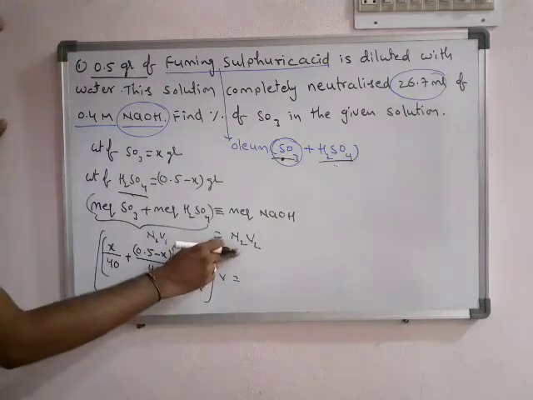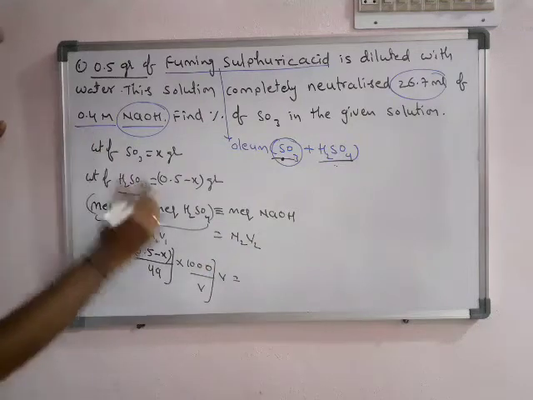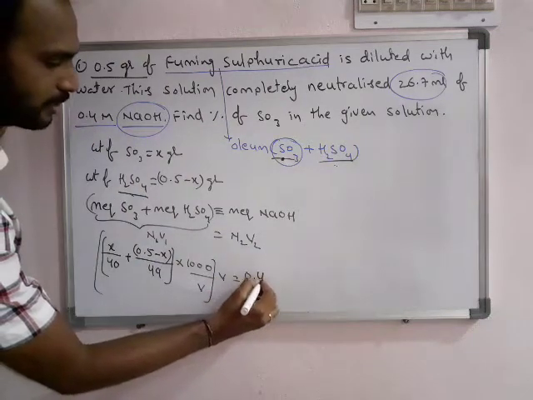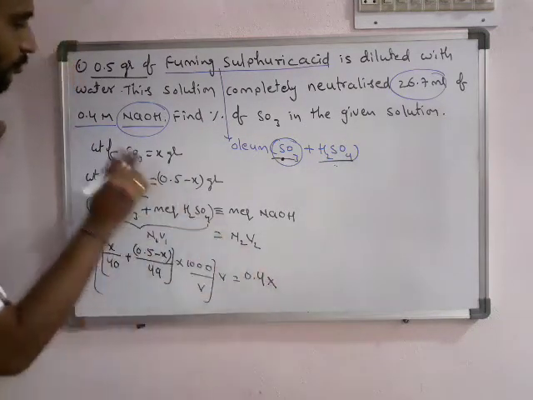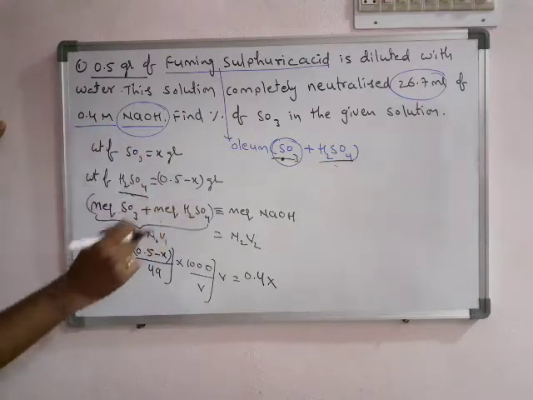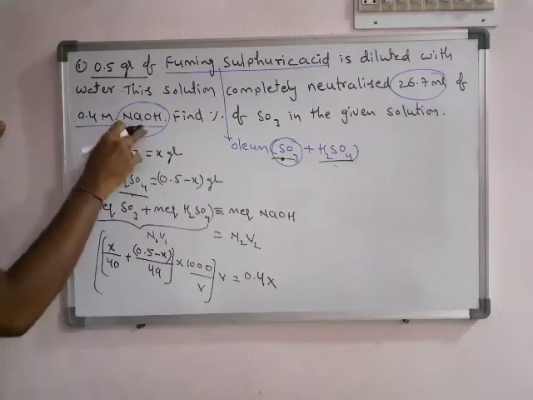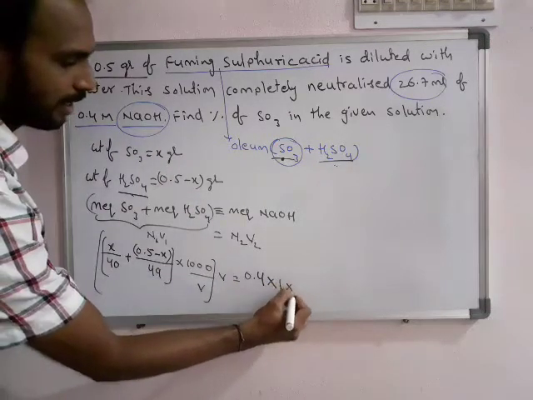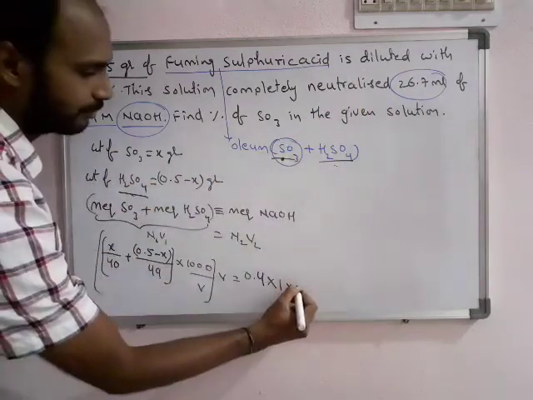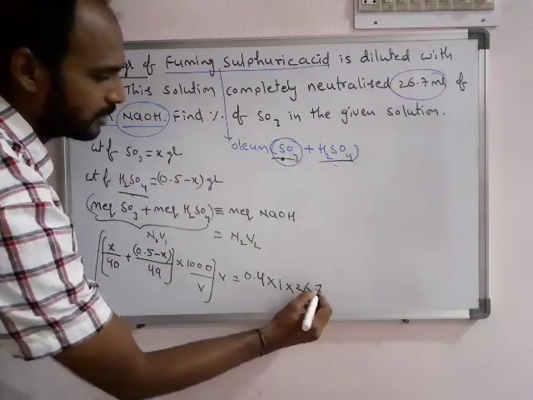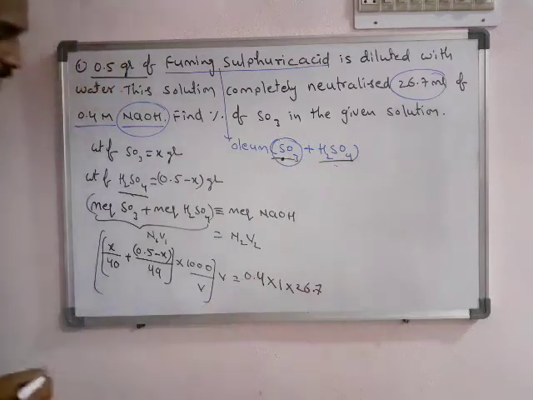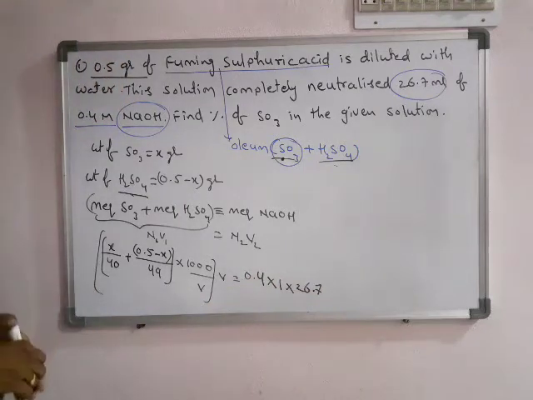What is N2? N2 for NaOH is given in terms of molarity. That is 0.4 molarity. So normality equals molarity into its acidity. NaOH acidity 1. What is the volume? 26.7 milliliters. Here now we need to calculate the X by simplification.